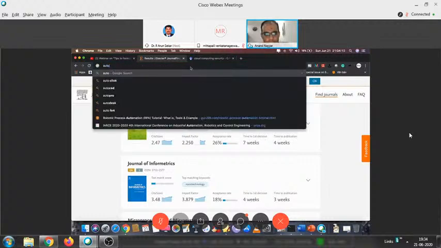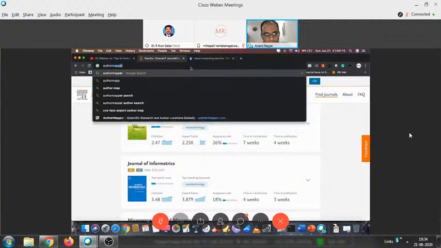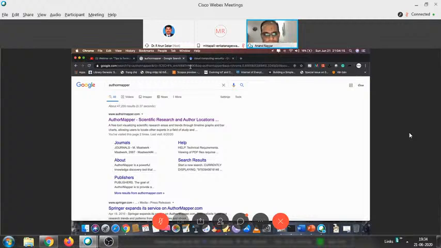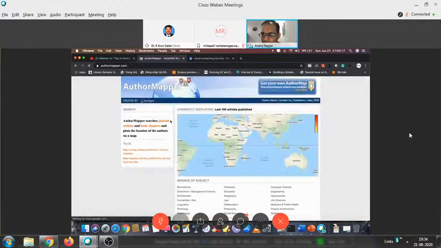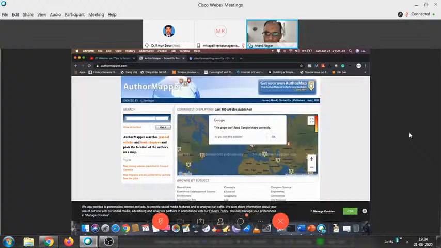So you can just search author mapper. Now remember carefully how I'm going to demonstrate this. Just go to authormapper.com. Now suppose you are doing your research on machine learning, or suppose you're doing research on medical informatics. So suppose I go for my search on medical informatics, okay, this is my subject area.